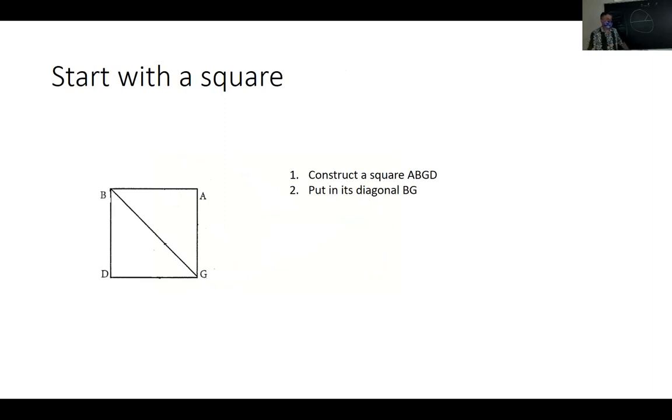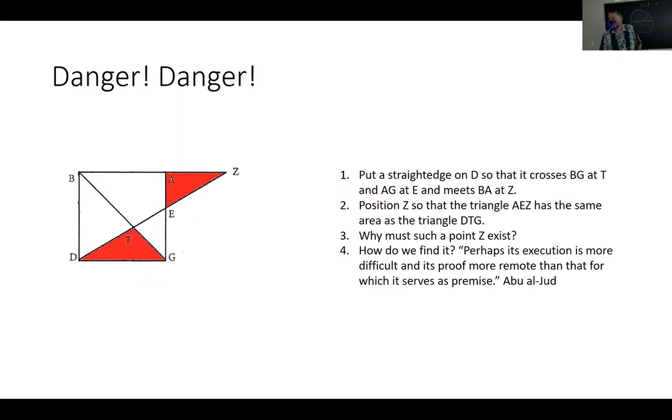Okay, so let's have a look at how Archimedes made a heptagon. So first off, he started with a square, and he puts in a diagonal. All very straightforward. That's in Euclid book 3 and 4, how to make a square. Okay, here's where things get tricky. Now you put a straight edge on D, and you make a line going this way, and it's going to cross the diagonal here, and it's going to cross the line this side here at E, and it's going to meet up an extension of BA at some point Z. And so what you want to do is position this line such that the area of this triangle equals the area of this triangle.